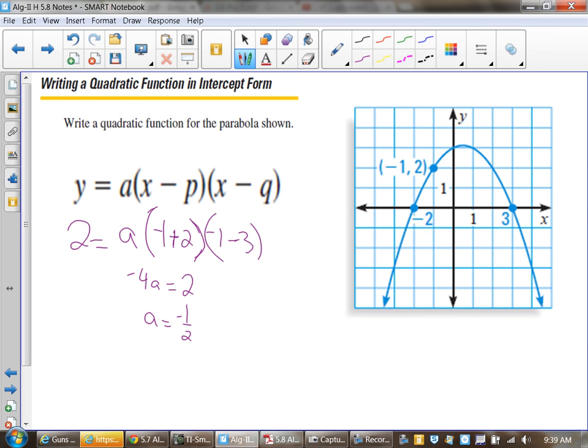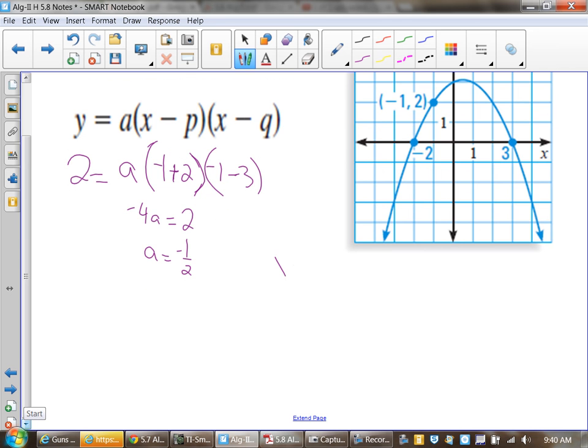Once again, it's asking us to write this in intercept form. So your final answer should look like it's in intercept form with x's and y's back in there with your new a value and your zeros. Once you solve for a, you go back to it, and your final answer would be y equals -1/2 times (x plus 2) times (x minus 3). You have 5 variables in this equation because x is repeated. You know 4 of them, solve for the other, and just rewrite.